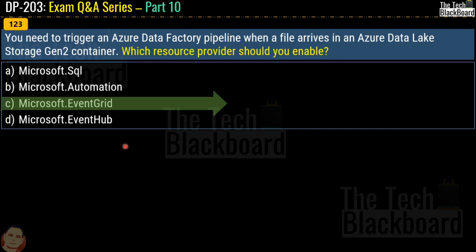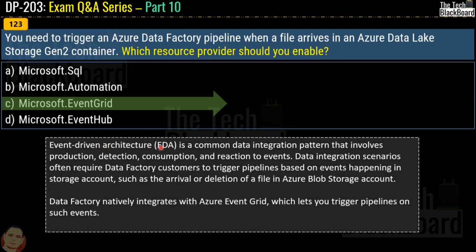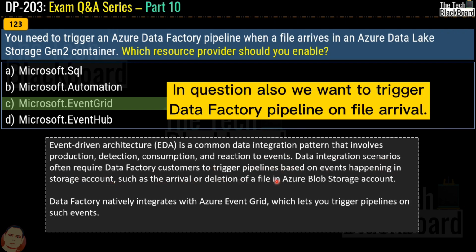To better understand this answer, let's talk about event-driven architecture, which is a common data integration pattern that involves production, detection, consumption, and reaction to events. Data integration scenarios often require Data Factory customers to trigger pipelines based on events happening in a storage account, such as arrival or deletion of a file in an Azure Blob Storage account. And also please understand that Data Factory natively integrates with Azure Event Grid, which lets you trigger pipelines on such events. And that's why we have chosen Microsoft.EventGrid as the answer to this question.